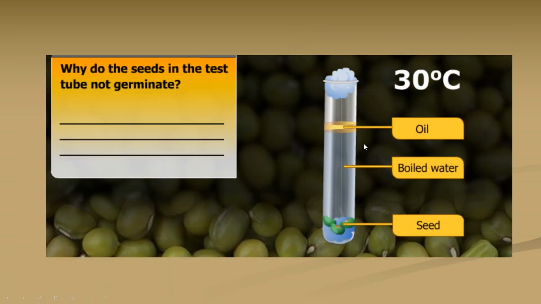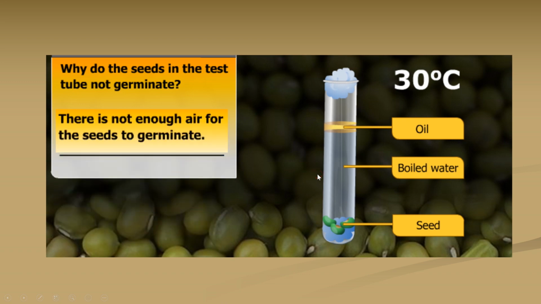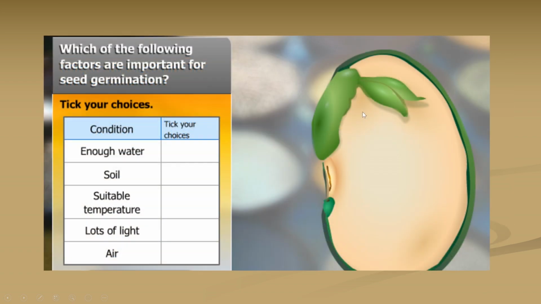Why did the seeds in the test tube not germinate? This is because there is not enough air for the seeds to germinate. Which of the following factors are important for seed germination? Water, suitable temperature, and air.